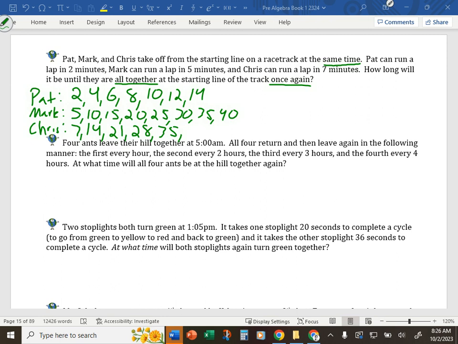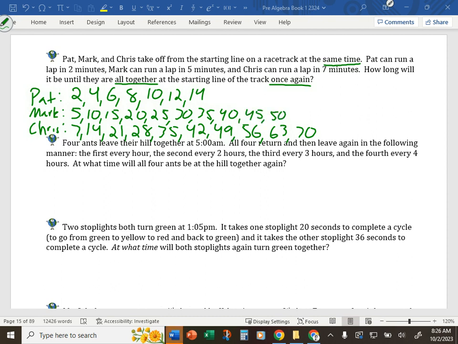So let's continue this out here. 35, 42, 49, 56. Will Mark be there? How do we know Mark won't be there at 56? It's not a 5 or a 0. So it's counted by 5, right? So essentially multiples of 2, multiples of 5. The 7 is the wild card here. 63, 70? Yes. Right?